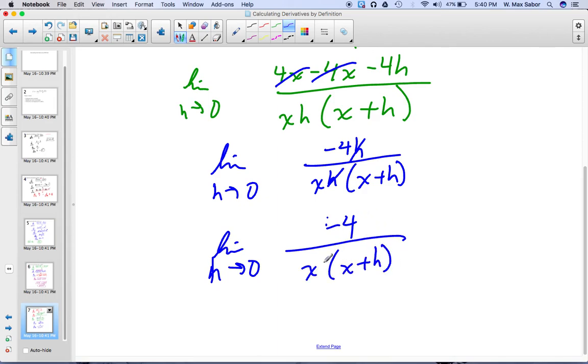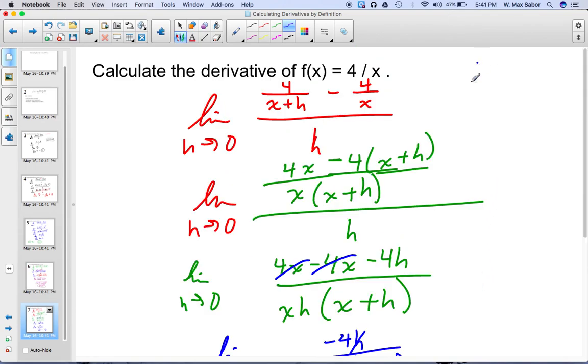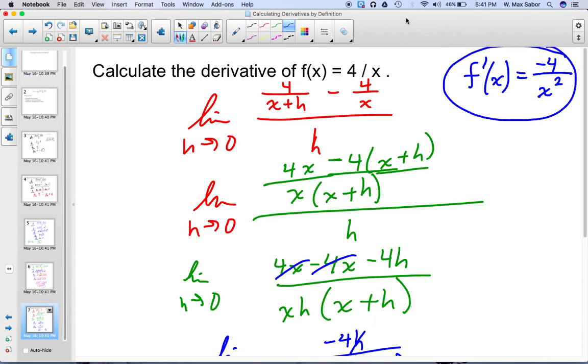Now that we have simplified as much as we can, let h be substituted in as 0. Negative 4 over x times x, which is negative 4 over x squared. So the derivative of this is negative 4 over x squared. That's how you calculate derivatives.